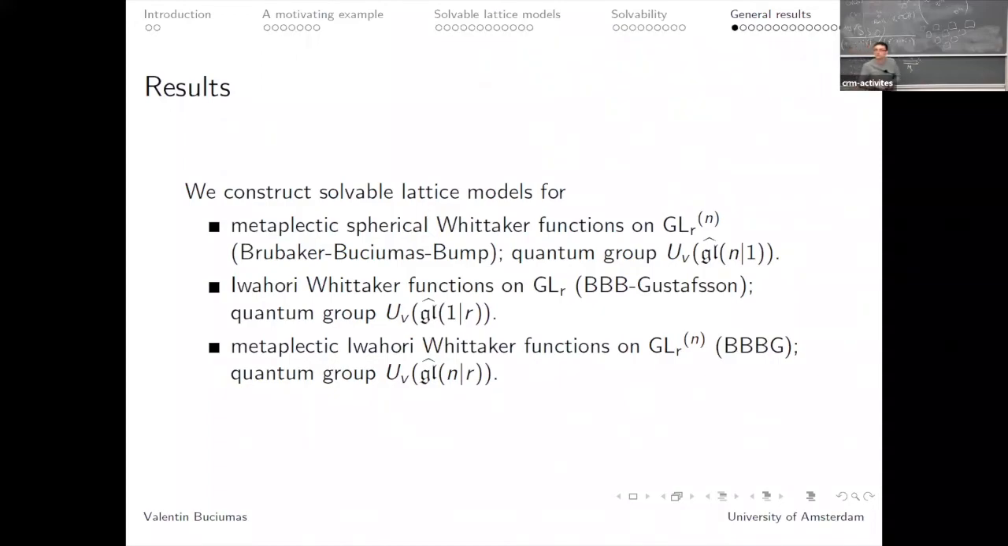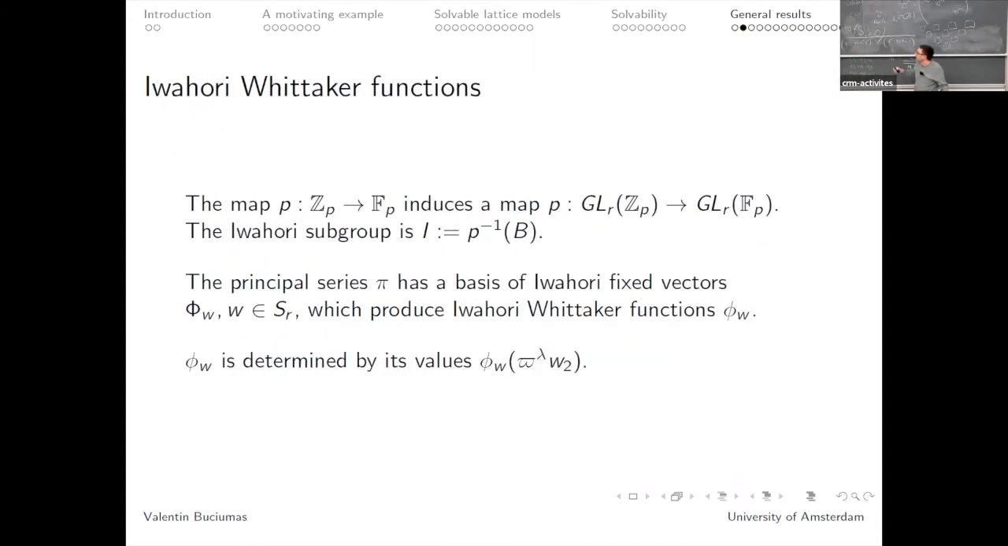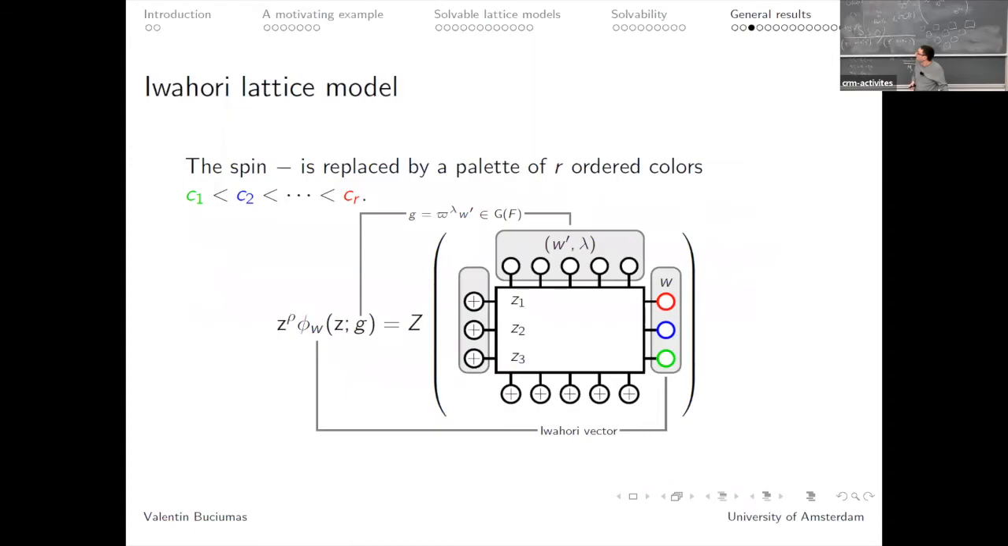So does that mean instead of those plus and minuses, you'll have basis vectors? Yes, exactly. So this is what I will go to right now. The Iwahori group is a subgroup of the spherical subgroup, which you can define like this. So now let's talk about the lattice model. So for the Iwahori model, what happens is spin minus will be replaced by a palette of R ordered colors. So instead of minus, we can have any of the R ordered colors.